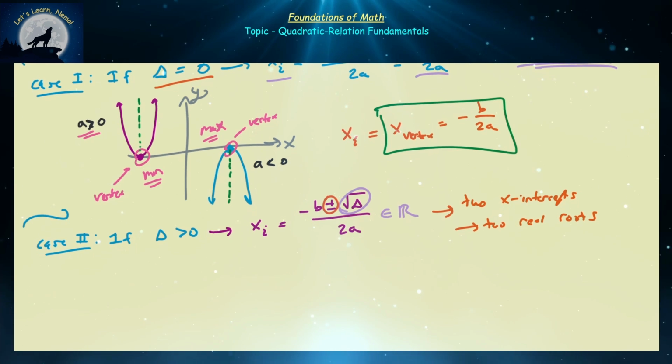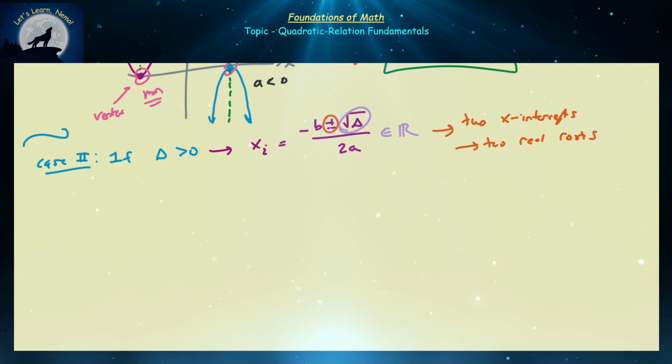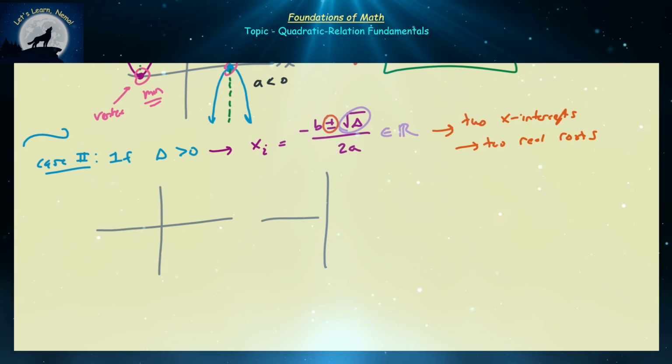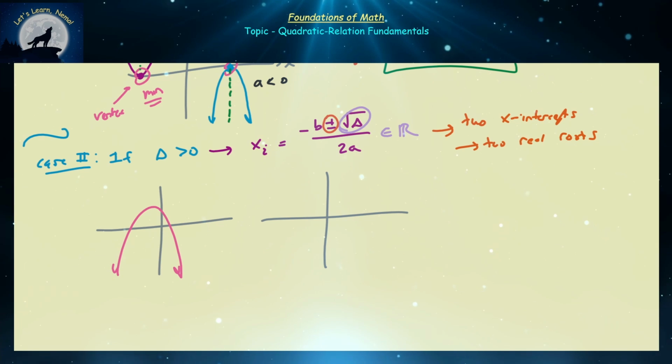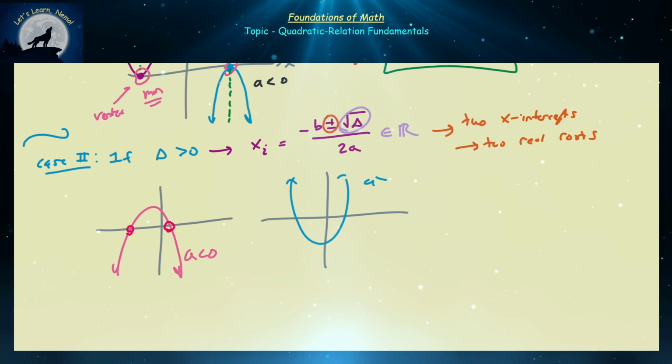So what would a parabola look like if the discriminant is positive? Again, we have a couple cases, whether a is positive or a is negative. So if a is negative, then those would be the locations of our 2 roots. And if a is positive, i.e. the parabola is facing upwards, i.e. its vertex is a minimum, then we can clearly see that our x-intercepts, i.e. our real roots, are at those 2 particular positions.